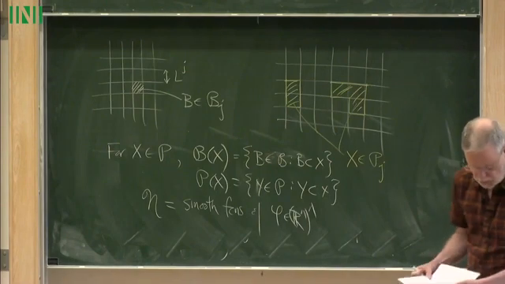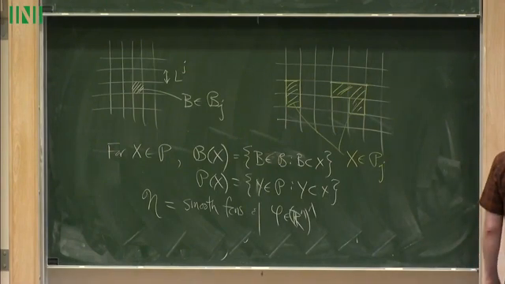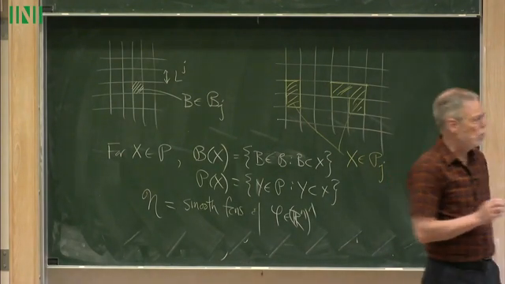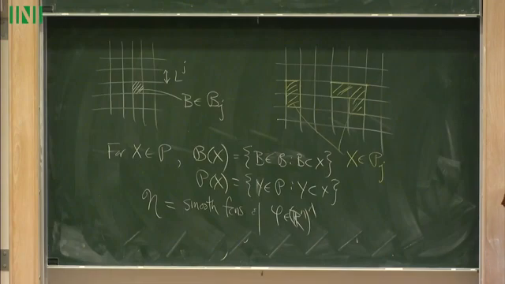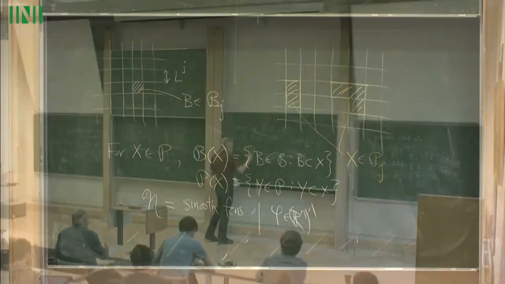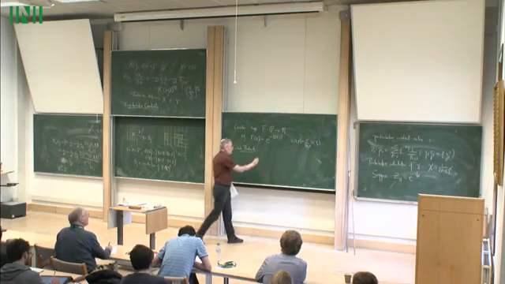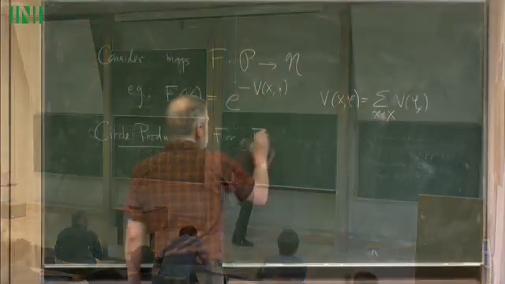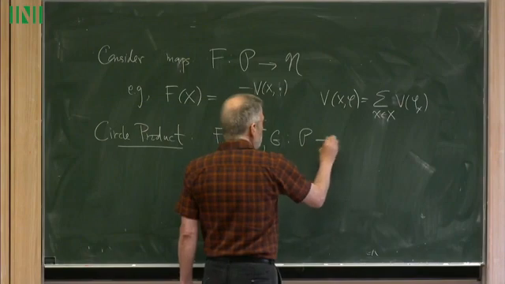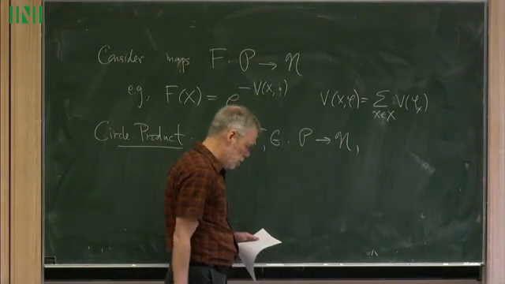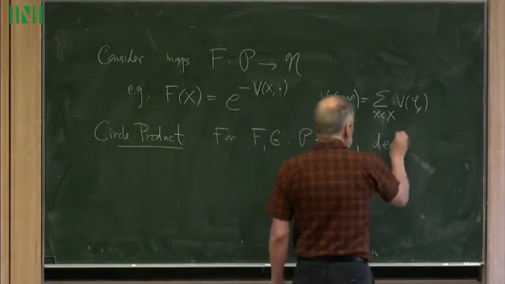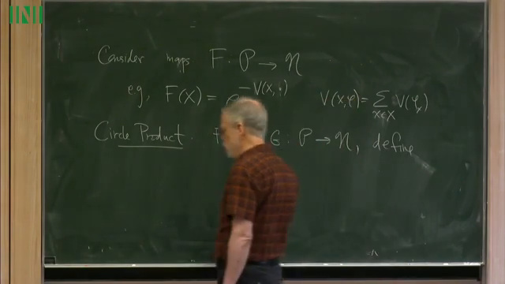Now, I want to define a product on such functions. It's called the circle product. So if I'm given two of these maps, what I want to do is to define another one, which is the product of these two.